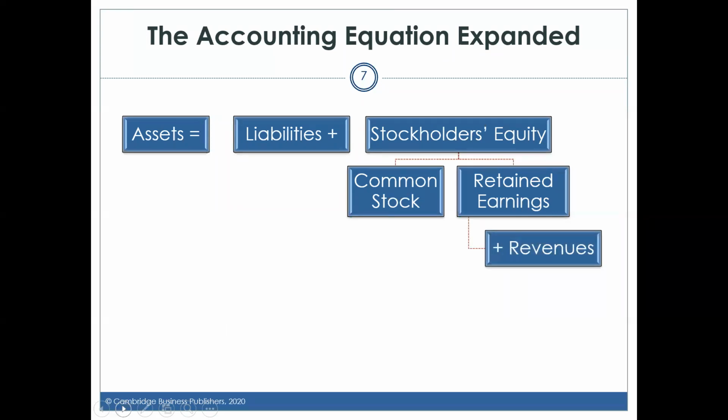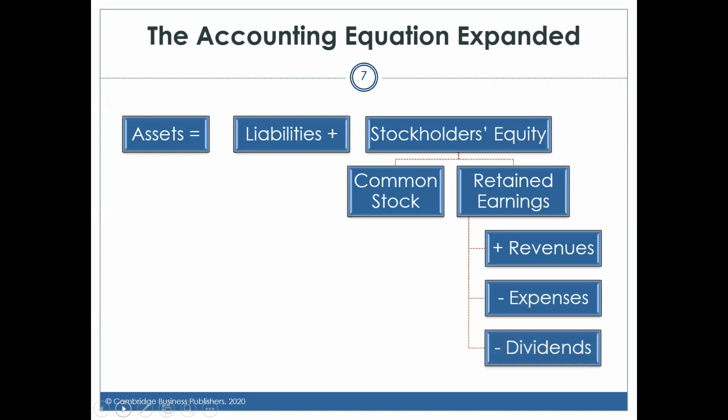And you know that retained earnings further can be broken down. Revenues, expenses, and dividends. So this is the change in retained earnings. Total revenues minus total expenses, which is net income, minus dividends, gives the change in retained earnings.